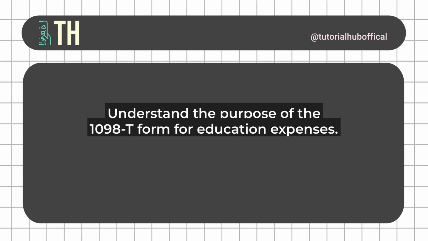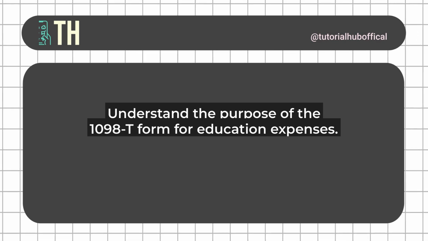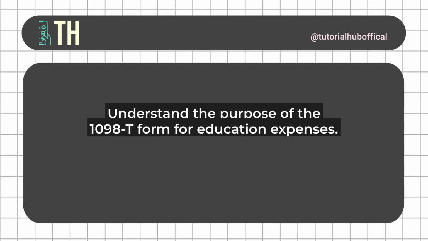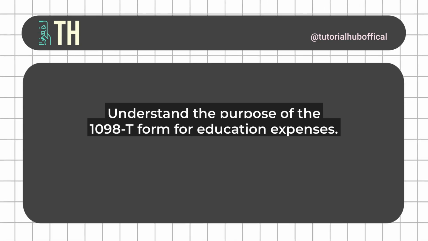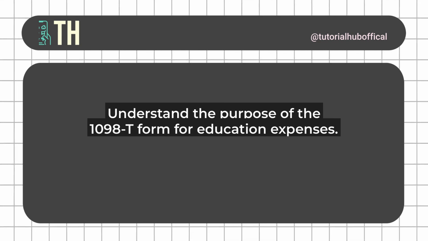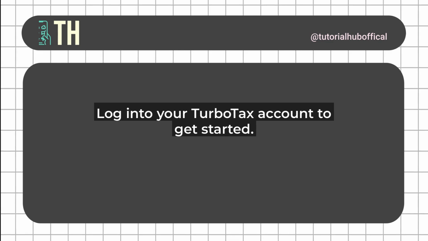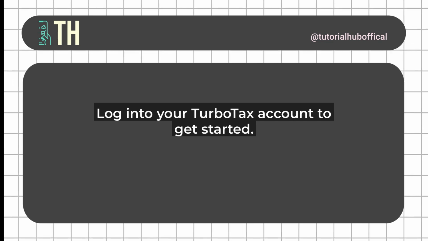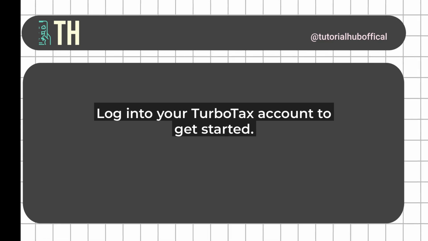Today, we're diving into something that's super relevant if you're a student or a parent handling education expenses: adding your 1098-T form on TurboTax for the 2025 tax year. This form is key because it helps you claim education credits and deductions, potentially saving you money on your taxes. Don't worry if you're new to this. I'll walk you through it step by step in a way that's easy to follow.